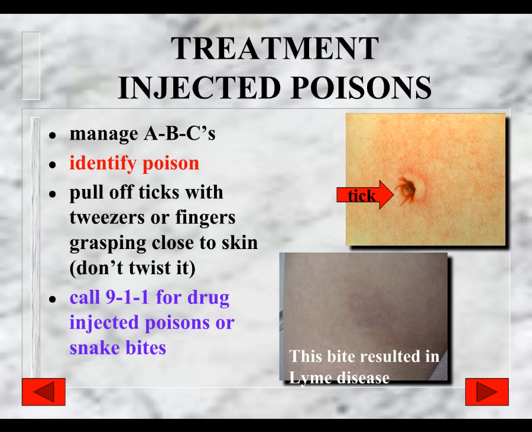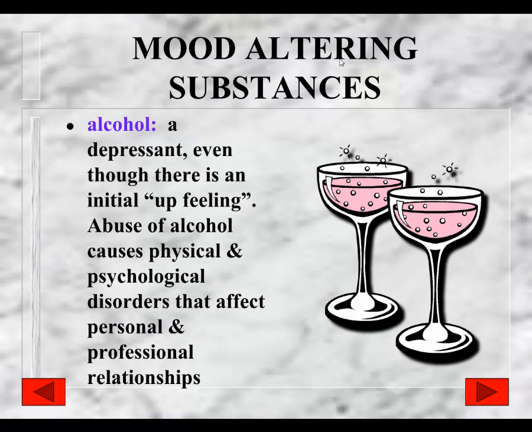Lyme disease has extensive and long-term effects. So if it could be a tick that had Lyme disease, or you start to have flu-like symptoms a day or two after a tick is removed, you want to go ahead and seek medical attention. And if it is some kind of poisonous bite, like a snake bite, or something that someone's having an allergic reaction to, or a drug that someone has injected that is potentially harmful, we want to call 911 and we want to get them treated.